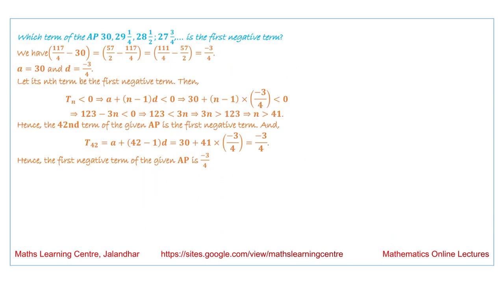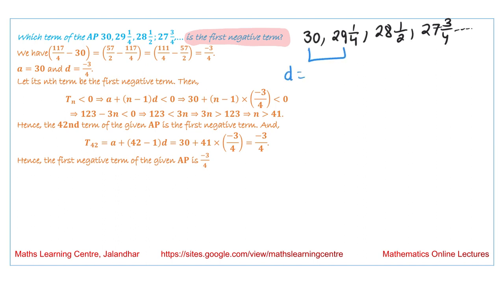Next is, which term of the AP is the first negative term. This AP is given, its terms are 30, then 29 whole 1 by 4, then 28 whole 1 by 2, 27 whole 3 by 4 and so on. It is given that this is an AP. So the common difference D we can calculate as 29 whole 1 by 4 minus 30. So the answer we have is equal to minus 3 by 4.